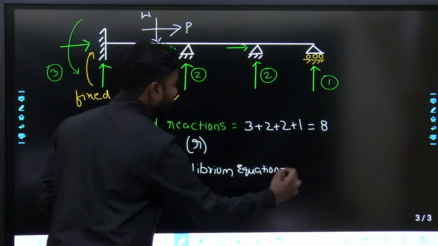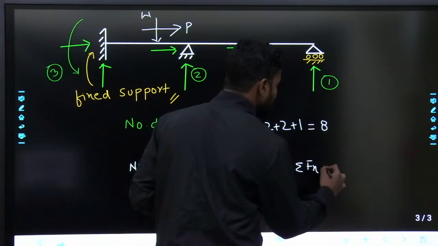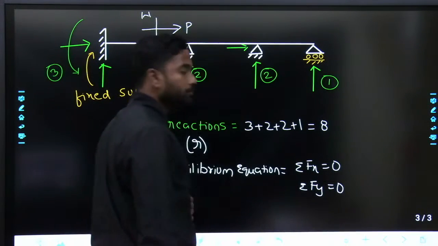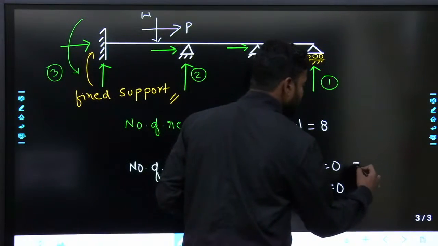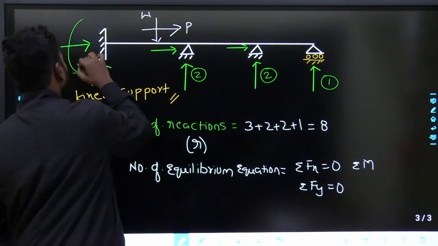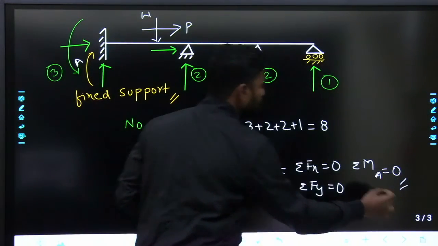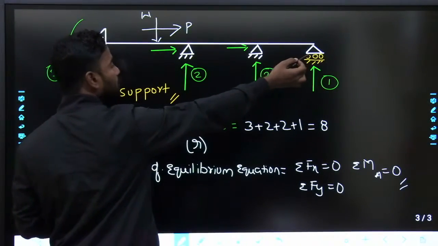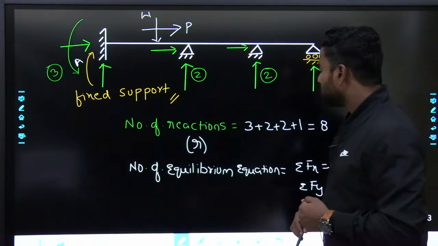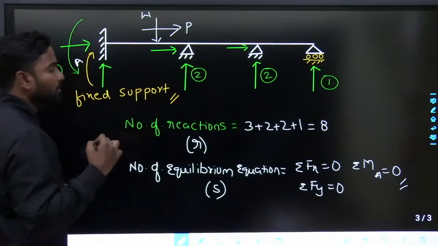if I have to write, then what I can write is summation of forces in x direction equals 0, summation of forces in y direction equals 0, and summation of moments about any support you can take. Generally I will take this support A. If I take this as support A, summation of moments about A equals 0. You can take moments about this support also. Any support you can take, but only one support. So these are the three things. This is the number of equilibrium equations, which is generally denoted as S.